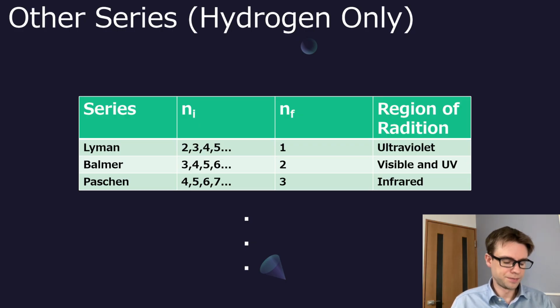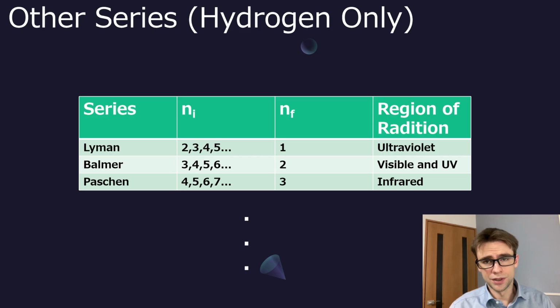Balmer series then is n equals 3 or 4 or 5 or 6, and so on, down to n equals 2. It's visible and a bit of UV. Then the Paschen series is the third one you need to know. So you need to know the names of all these. The Paschen series is 4, 5, 6, 7, 8, 9, and so on, down to n equals 3, level 3. And that will be infrared. The gaps become so small that the energy becomes so small, the wavelength goes up.